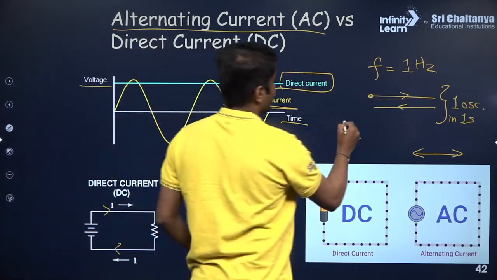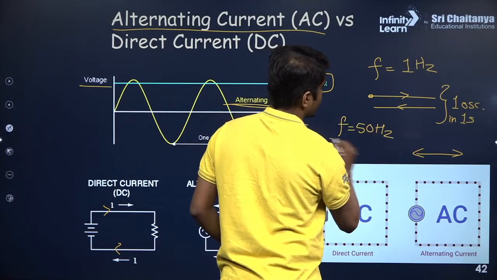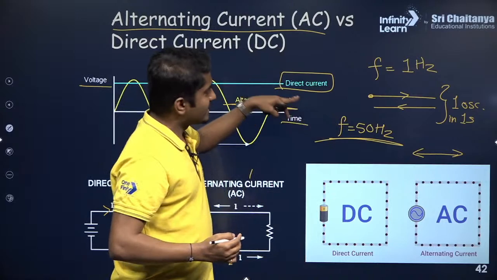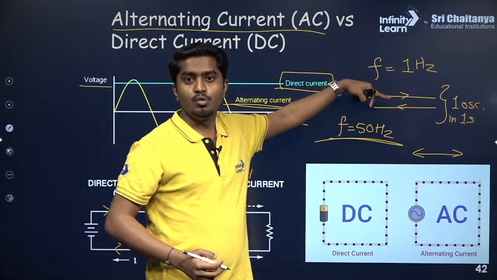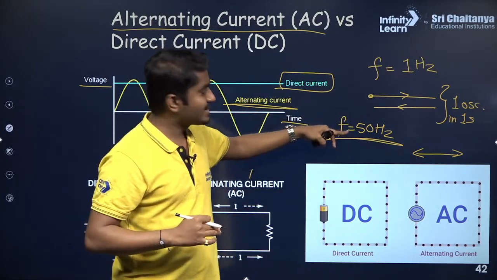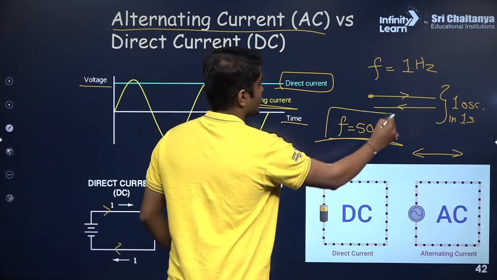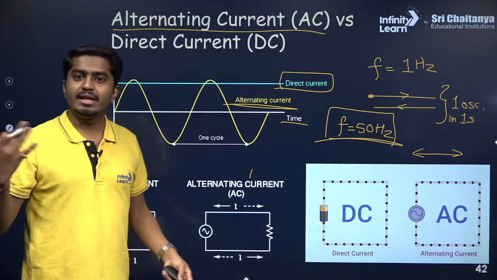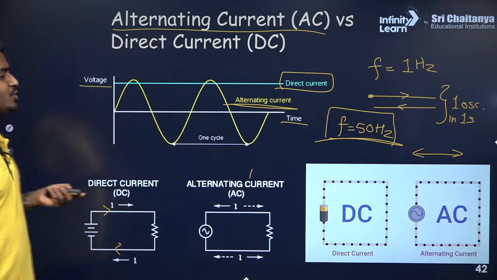If let's say the frequency is 50 Hertz, so in that case the current will change the direction 50 multiplied by 2, that is 100 times. Okay, so this frequency matters a lot. In India we use 50 Hertz, in other countries they use some different frequency, let's say 60 Hertz, in different parts of the world.